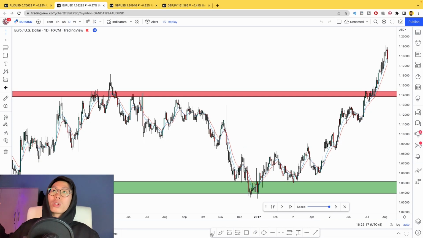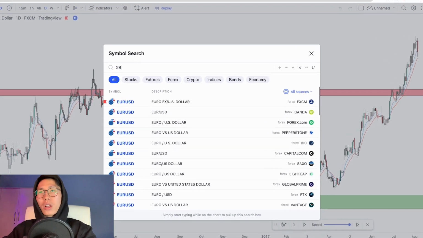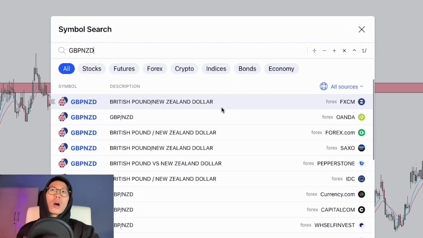Right now, I'm just gonna show you this entire sniper entry strategy on some random pair that I will probably never trade, just to show you that this strategy works on any currency pair. So I'm just gonna use NZD, GBP, the New Zealand dollar against the British pound.